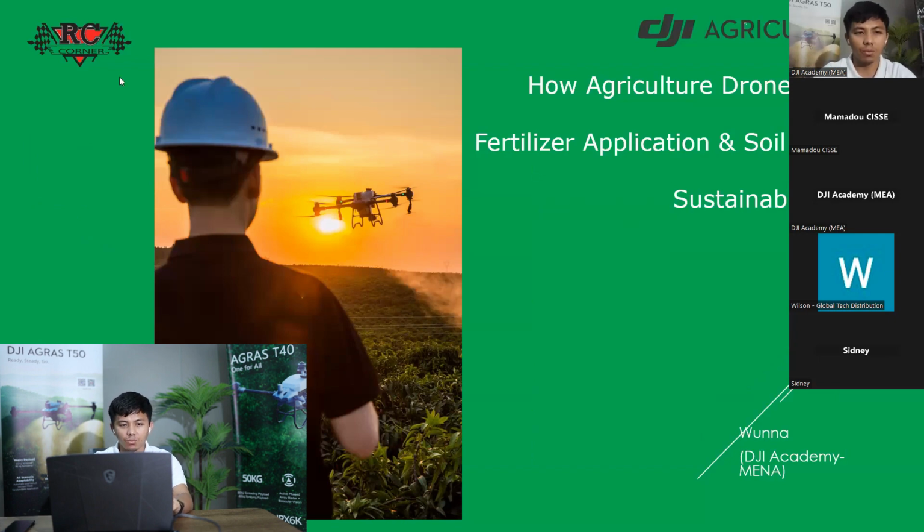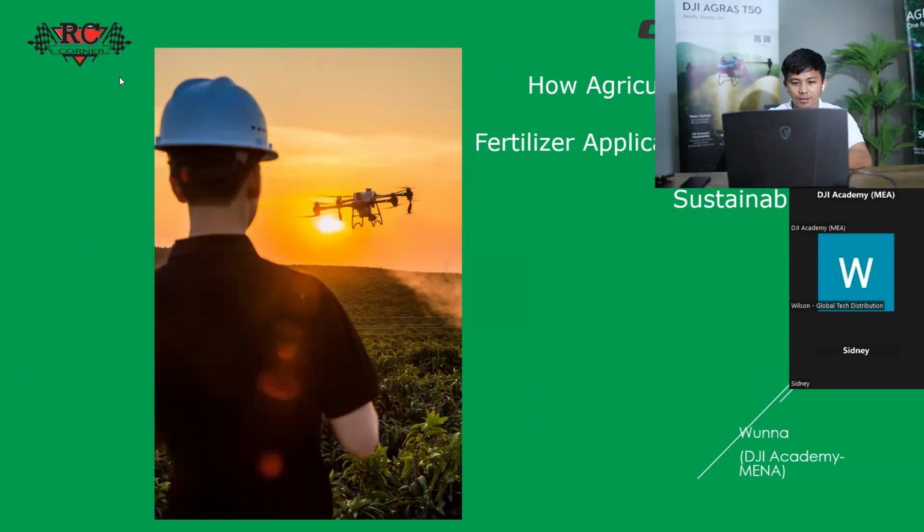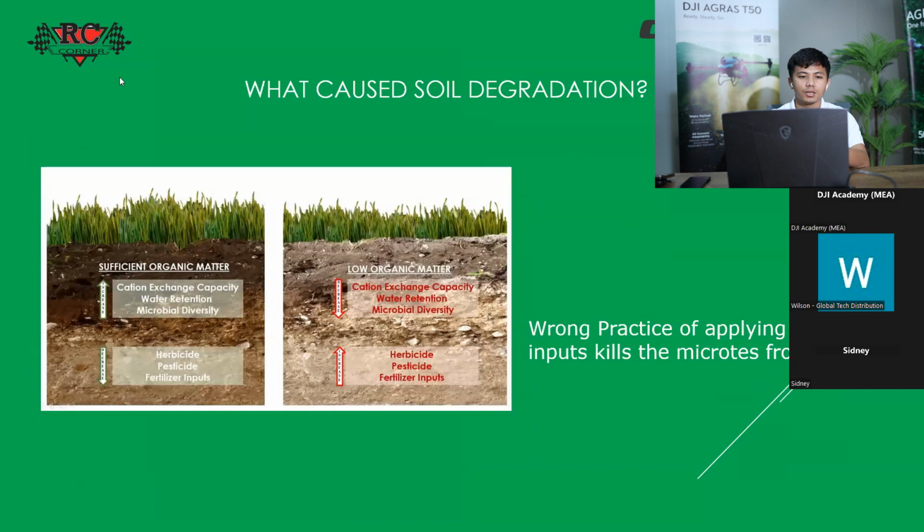Here I will just highlight how drones can play a role in this sector. Initially, let's focus on what causes soil degradation. As we all know, it is the wrong practice of applying agricultural inputs. Agricultural inputs are not just fertilizer. They may also be herbicides, or all the pesticides we are using. I don't mean we shouldn't use these. We can use them, but it should be in the correct practice. We cannot use the wrong practice.